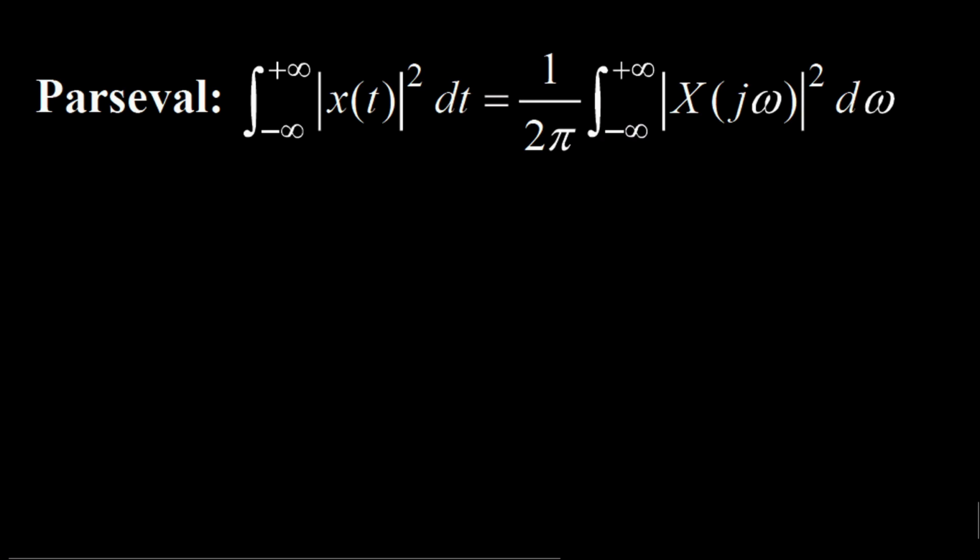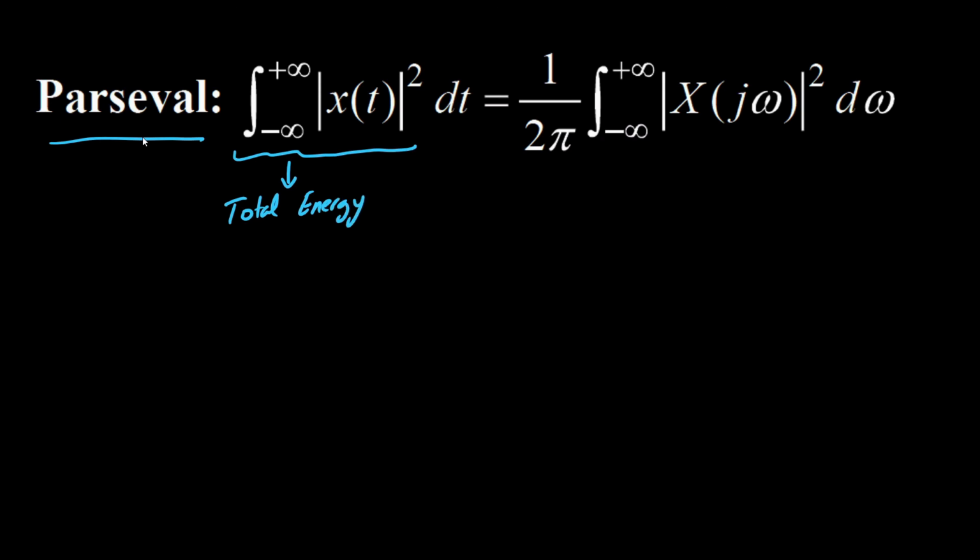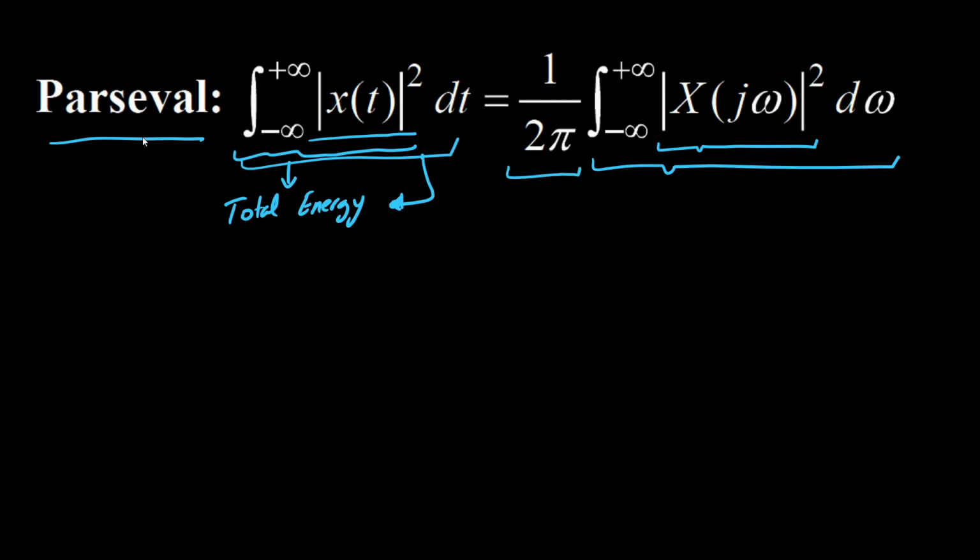The next property is the Parseval's theorem, and over here we have the energy of a signal, that is the total energy, which we calculate by taking the absolute square of a given signal and then integrating from -infinity to infinity. So this gives us the total energy of a given signal in time domain. But we can also find the total energy by finding the square of magnitude spectrum and then integrating it from -infinity to infinity, and then scaling it by 1 over 2 pi.